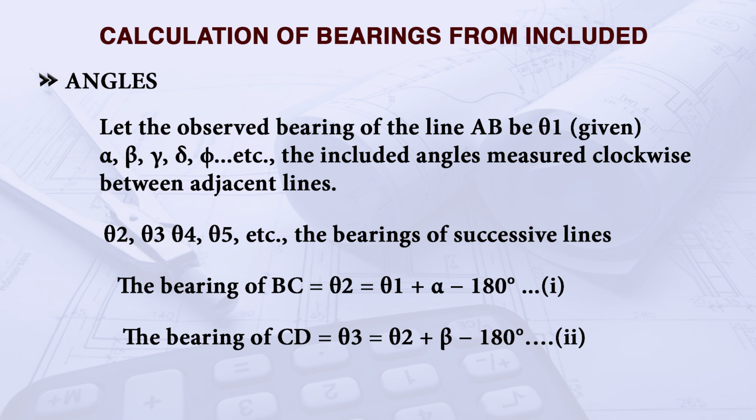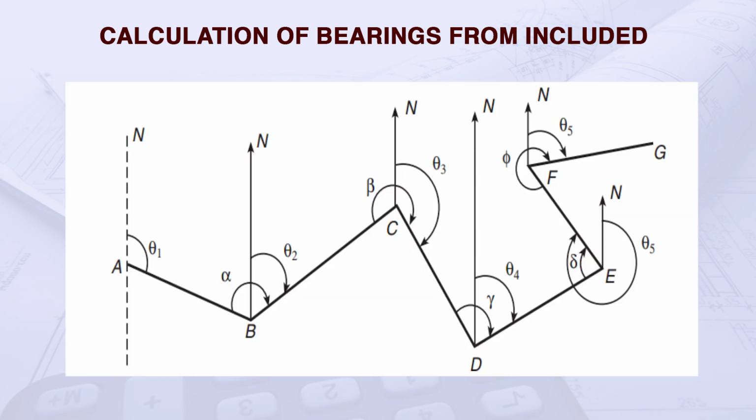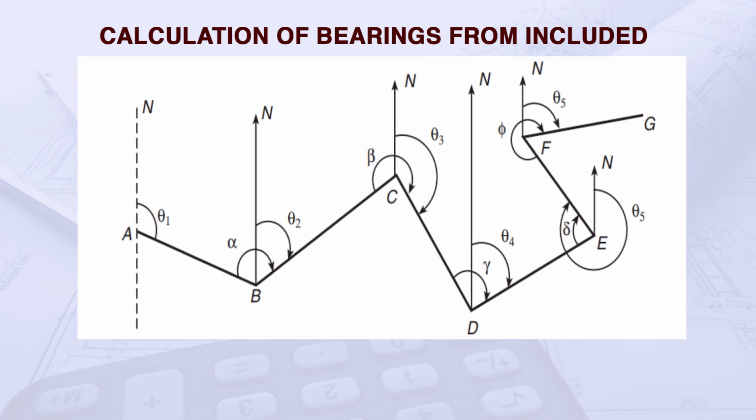So, knowing the bearings of a line and included angles between successive lines, the bearing of remaining lines can be calculated. How? Let the observed bearing of line AB be theta 1 as given. Alpha, beta, gamma, delta, phi, etc. are the included angles measured clockwise between adjacent lines, as you can see from the figure. Theta 2, theta 3, theta 4, theta 5, etc. are the bearings of successive lines which we have to calculate. So, how can we calculate it?